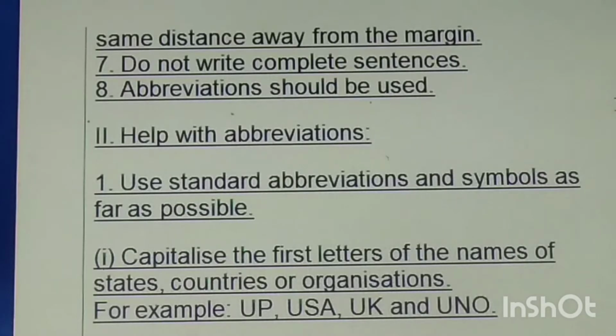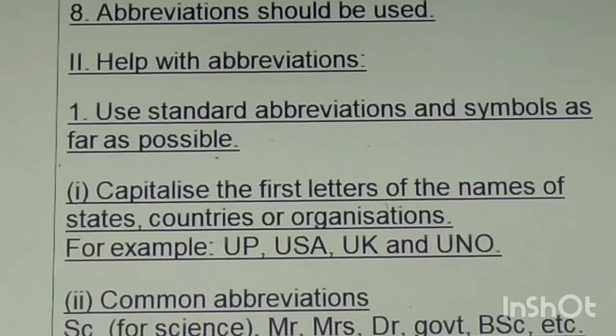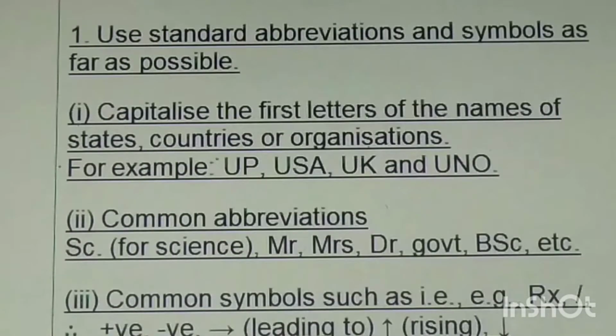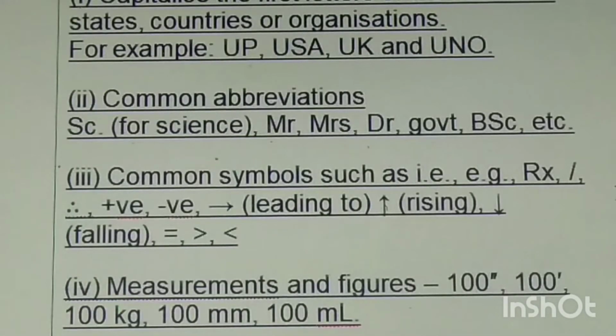Do not write complete sentences. Abbreviations should be used. Help with abbreviations. Use standard abbreviations and symbols as far as possible. Remember these points. Capitalize the first letters of the names of states, countries, organizations. For example, UP, USA, UK and UNO. Common abbreviations. We know this. Sc for science, Mr., Mrs., govt., BSc, etc. These are some of the common abbreviations. You have to use these.